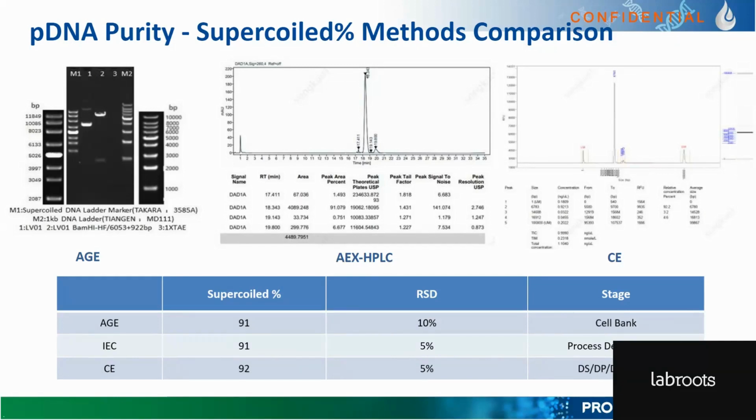And during the process development stage, AEX HPLC is utilized to provide a more thorough analysis of the plasmid purity data. And finally, in the final product stage, the supercoiled percentage is typically assessed using a capillary electrophoresis method to obtain high-resolution data on the purity profile.